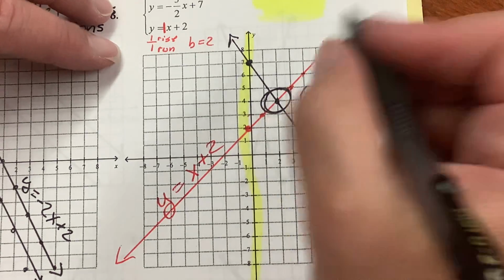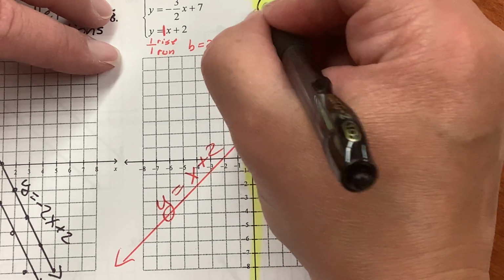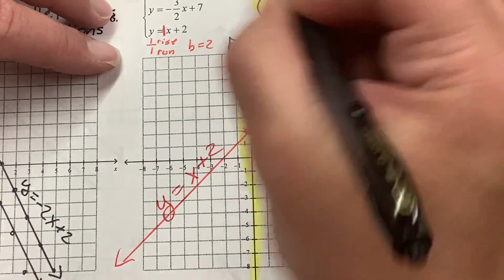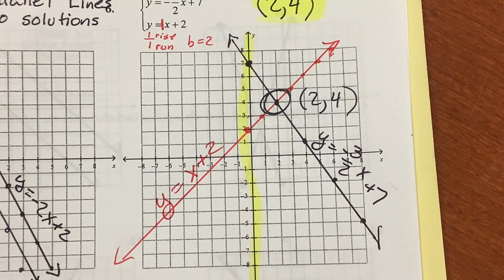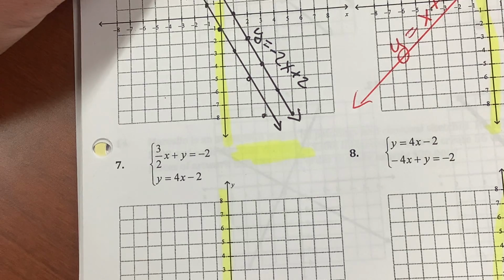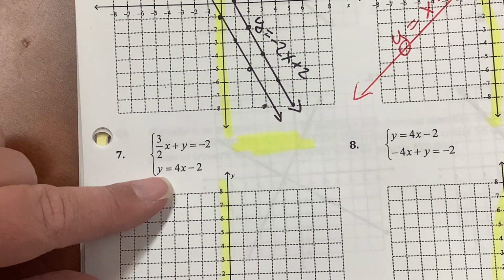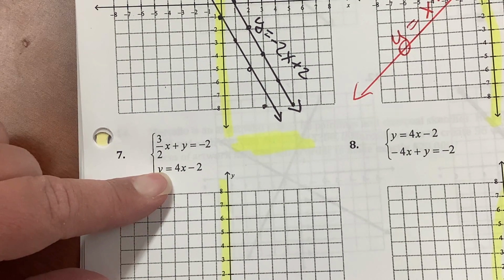Where they cross. That's my solution. 2, 4. All right. Next. Oh, bah humbug. Look at that. I can graph this one. It's easy. It's in y equals mx plus b form.